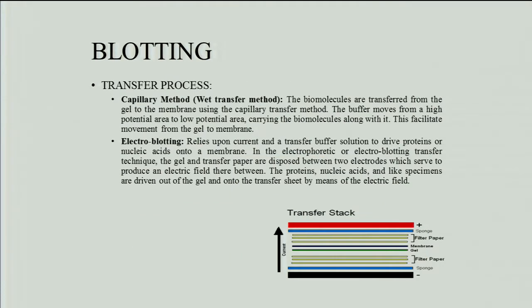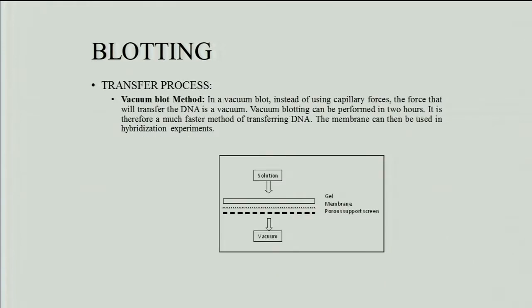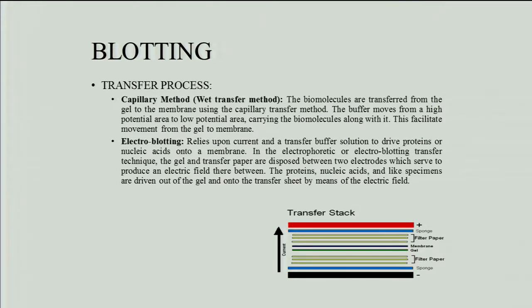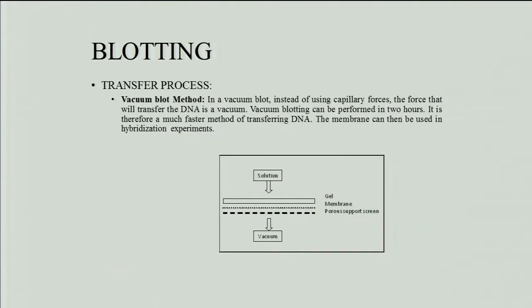So, how does the blotting technique work? It is basically a wet transfer method. The biomolecules need to be transferred from gel to a membrane. These methods all need liquid. If you do not want to use liquid, you can use what is called a vacuum blot method. In the vacuum blot method, you put vacuum on the bottom, you put the solution, and then that gets transferred over here.